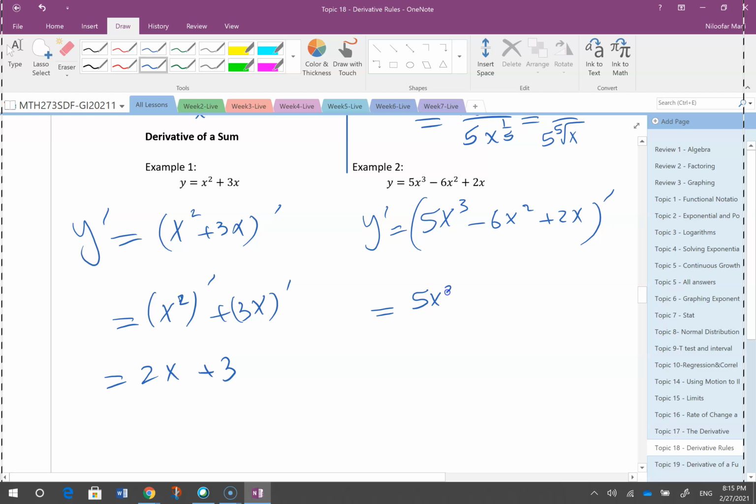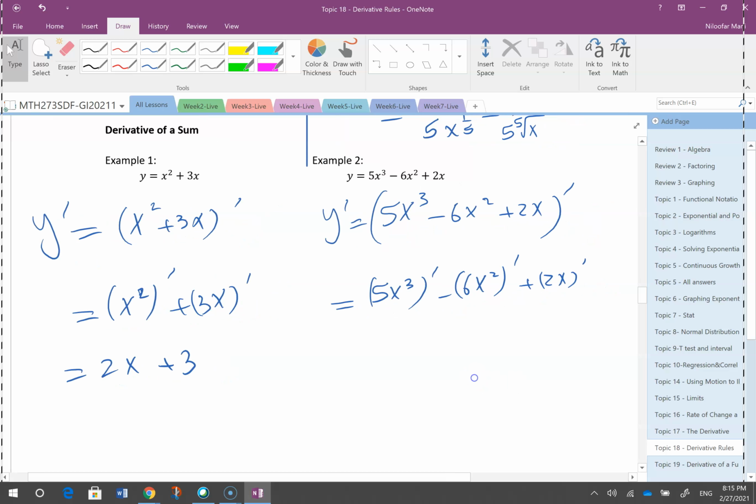So it's derivative of first, minus that plus that. With plus and minus, you can say derivative of first plus derivative of second minus derivative of third, but this rule doesn't work for multiplication and division. I will show you in topic 20 and 21.